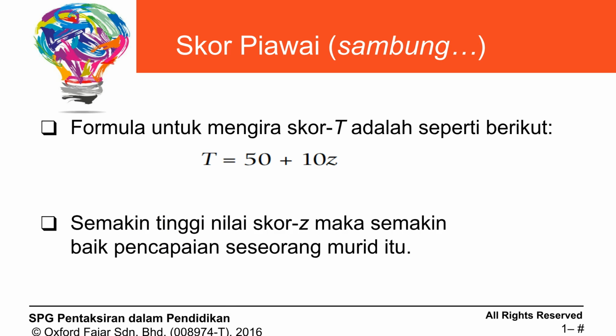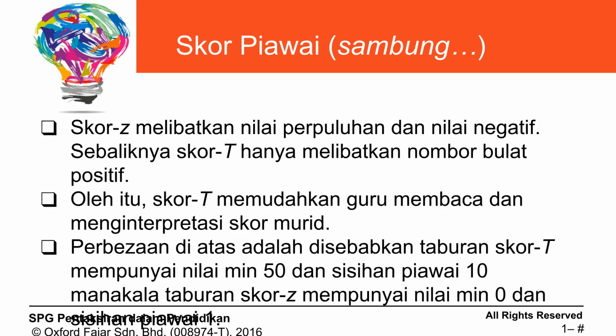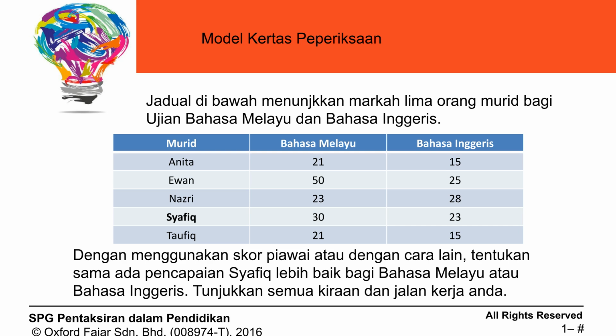The higher the Z score value, the better the student's achievement. The Z score involves decimal and negative values, while the T score only involves positive whole numbers. This makes the T score easier for teachers to read and interpret student scores. This is a model examination paper problem.